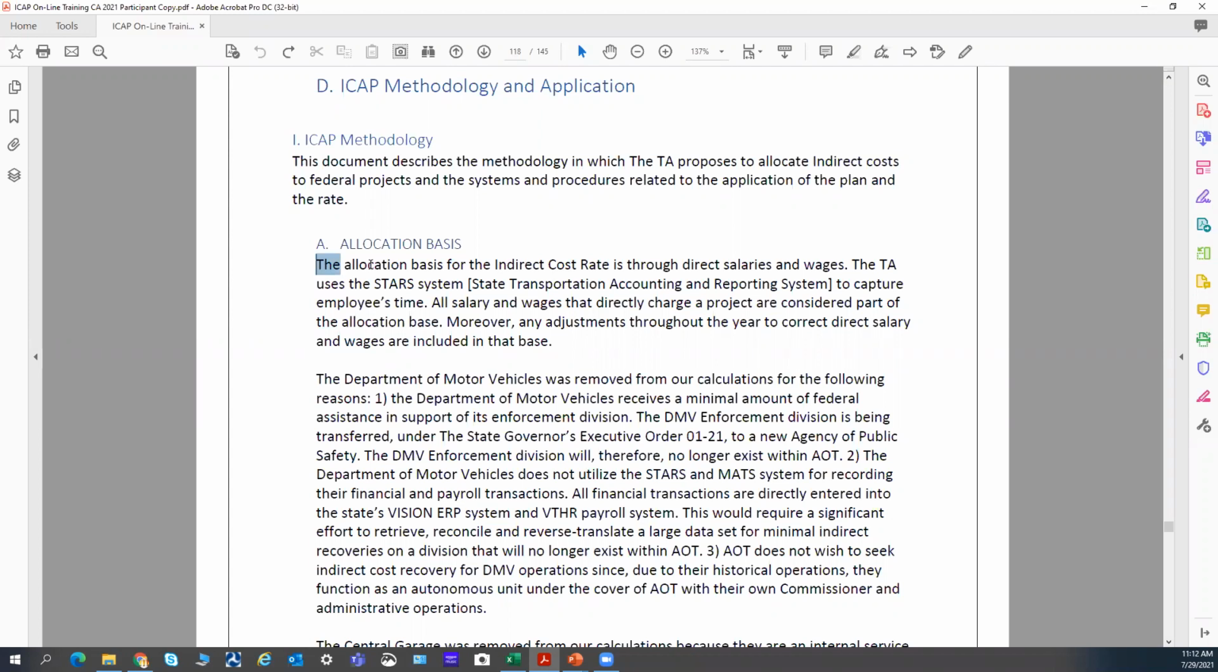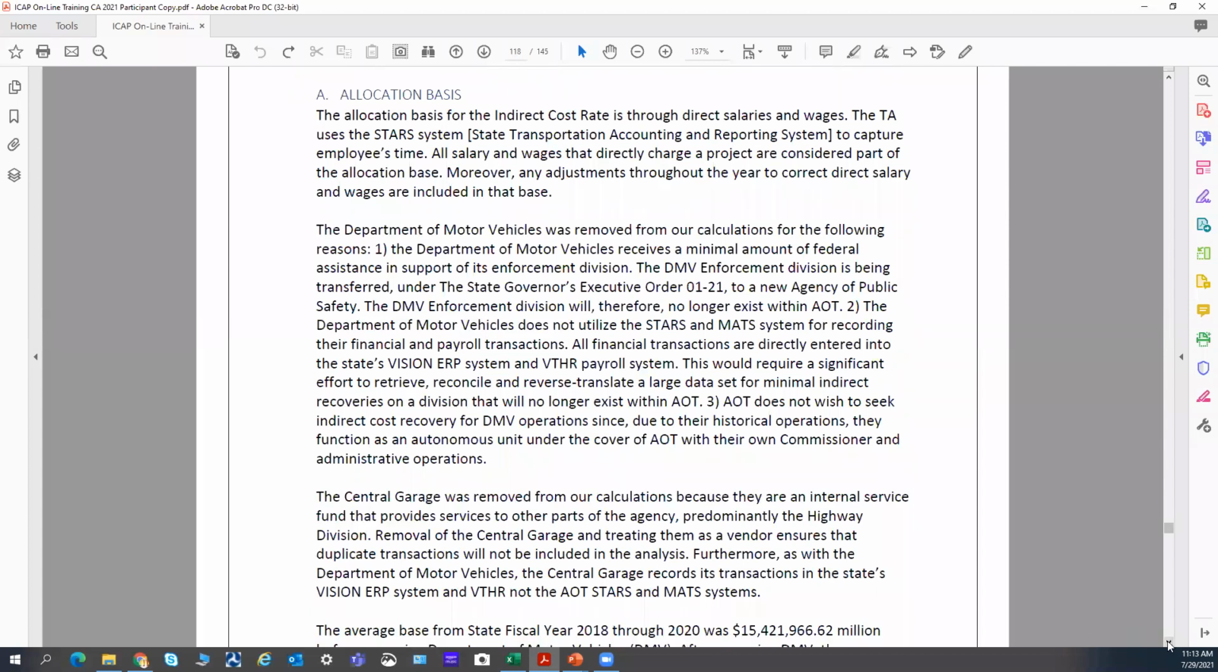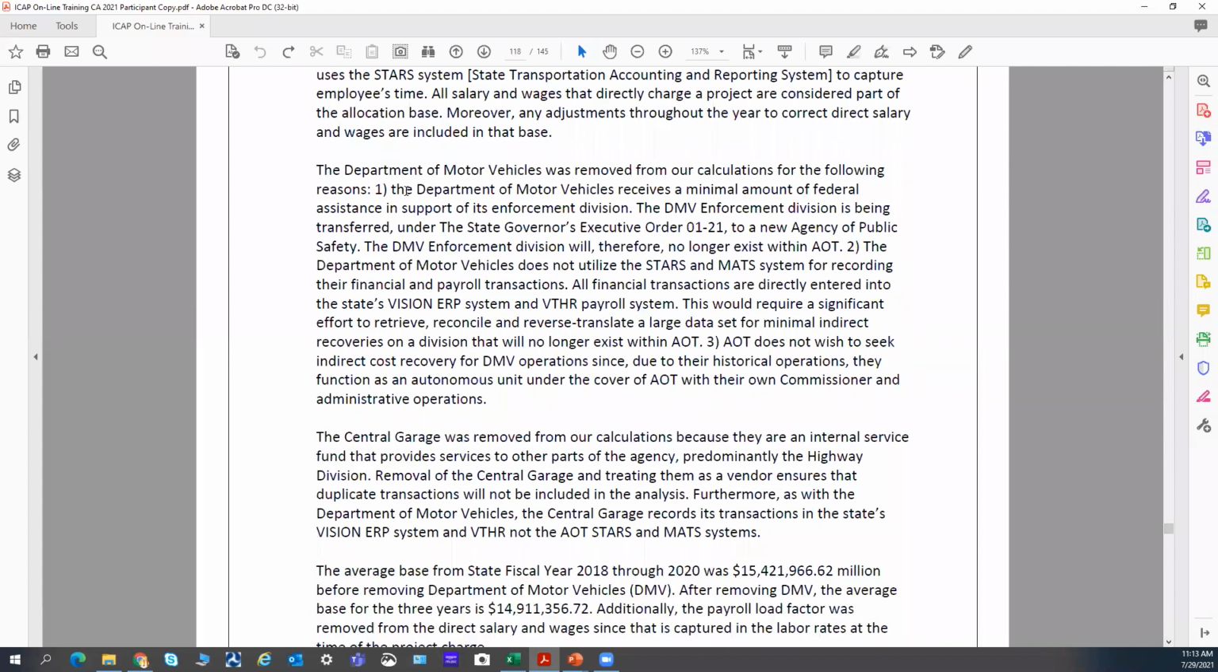So right up front, they talk about the allocation base as being direct salaries and wages. Now they start to talk about their system. They've identified what system they have. And specifically here, it says any adjustments throughout the year to correct direct salaries and wages are included in the base. So they've recognized that there could be some adjustments as time goes along. And then right away, they go right into the Department of Motor Vehicles. And I'm not going to read any of this because it really doesn't matter. But the bottom line is the Department of Motor Vehicles was removed from the calculation, and they give all the reasons why.